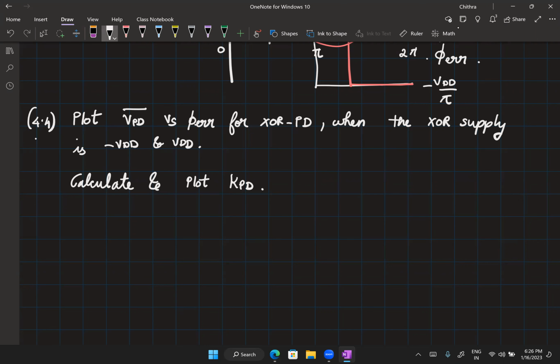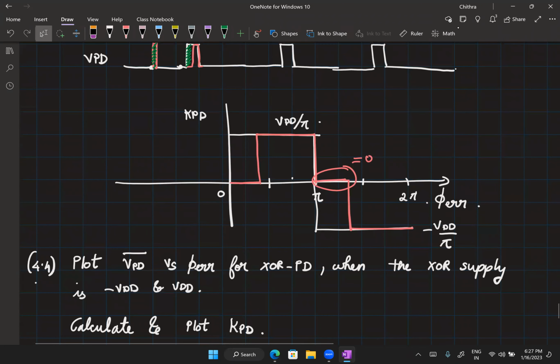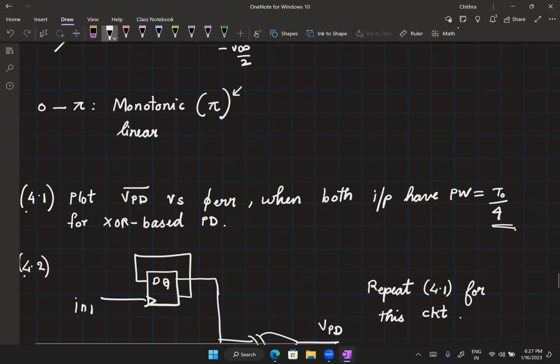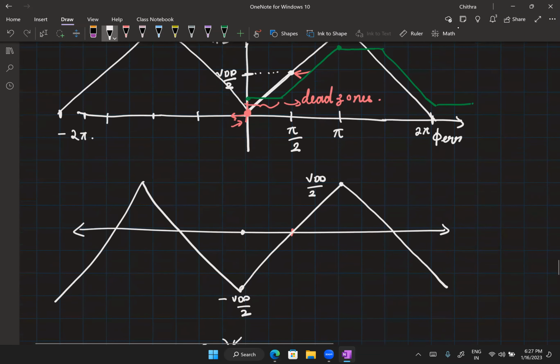Okay, so now let's move on to the next phase detector. Any questions so far? Why is this flat? Why do we have a flat region here? Okay.